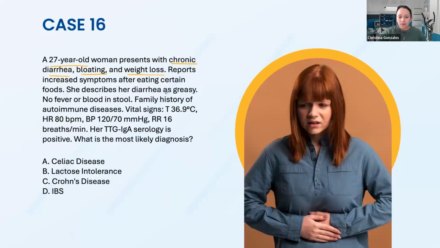She describes her diarrhea as kind of greasy. No blood, no fever, no blood in the stool. And family also has a history of some autoimmune disease. So, adding to it, we did some laboratory work, and it looks like her TTG IgA serology is positive. So that should be the clue to help confirm the diagnosis that you should have already been thinking of from the beginning. What do you think it is?